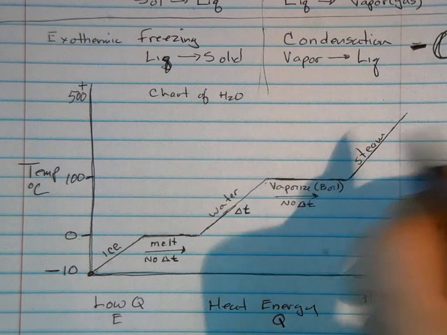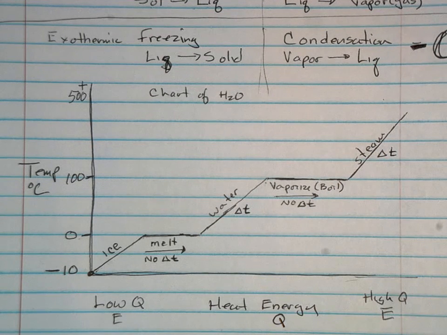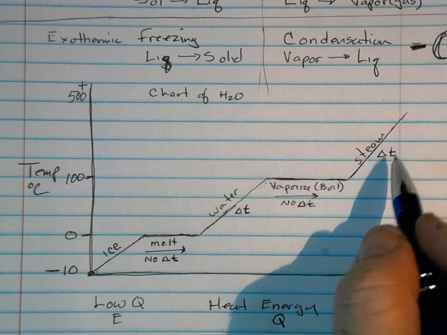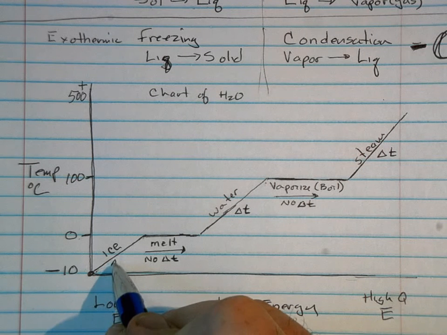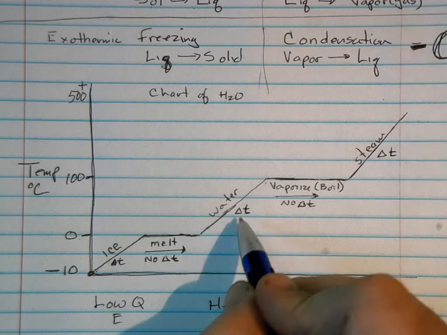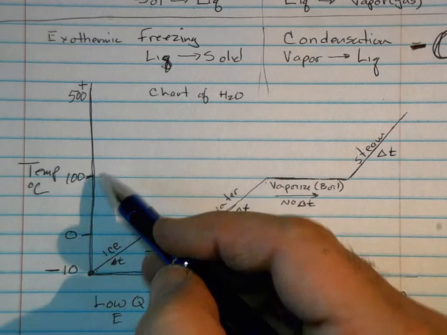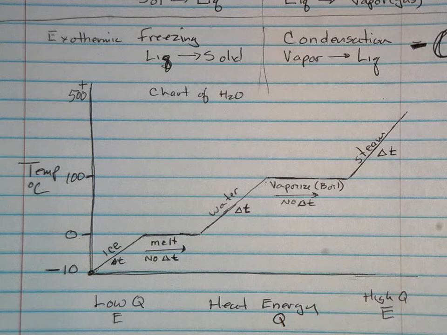We do have a delta T here, so you can use Q equals mc delta T. Actually, I'm going to come back down here. We have a delta T there as well. So any place where this graph is slanted, we can use delta T because we have a change in temperature.